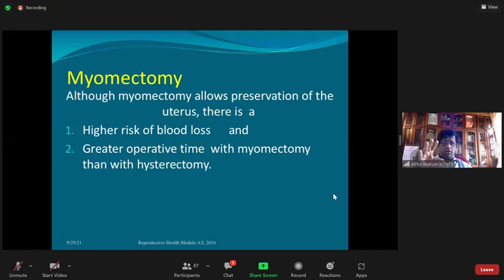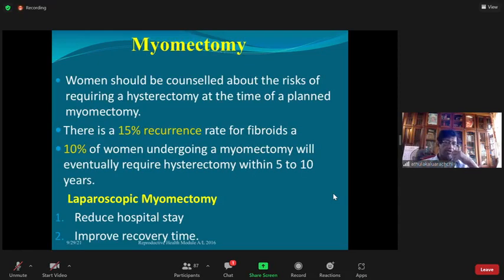Now here we spoke about removing only the fibroid, which is called a myomectomy. But certainly, if the patient has completed the childbearing, you can give a final answer by doing a hysterectomy.